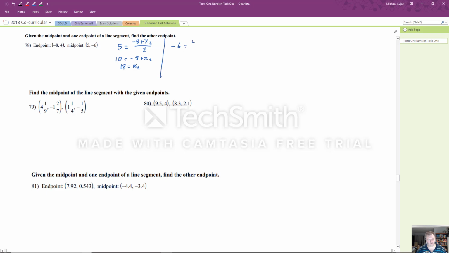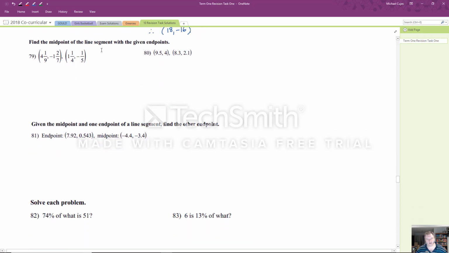And that's going to be equal to 4 plus the other y-coordinate divided by 2. Rearrange and solve. Multiplying by positive 2, I get negative 12 equals 4 plus y2. Subtracting 4, negative 16 equals y2. Therefore, the required point is 18, negative 16. And you can quickly check it. 18 plus negative 8, well, that's 10 divided by 2 is 5. That's good. Negative 16 plus 4 is negative 12 divided by 2, negative 6. You know you're on a winner, don't you?